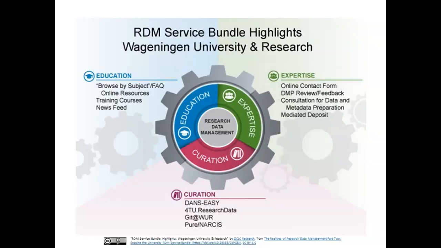Now we can get a different perspective on sourcing choices when we look at Wageningen's RDM service bundle. Like Edinburgh, Wageningen provides services in all three of the RDM service categories. But unlike Edinburgh, many of these services are sourced externally, particularly in regard to curation services. So Wageningen developed their RDM service bundle more recently than Edinburgh, and therefore they were able to utilize some important external RDM curation services that were already in place, such as the 4TU research data repository, which is a group scale service maintained by a consortium of Dutch technical universities. And Wageningen joined that consortium in 2016.